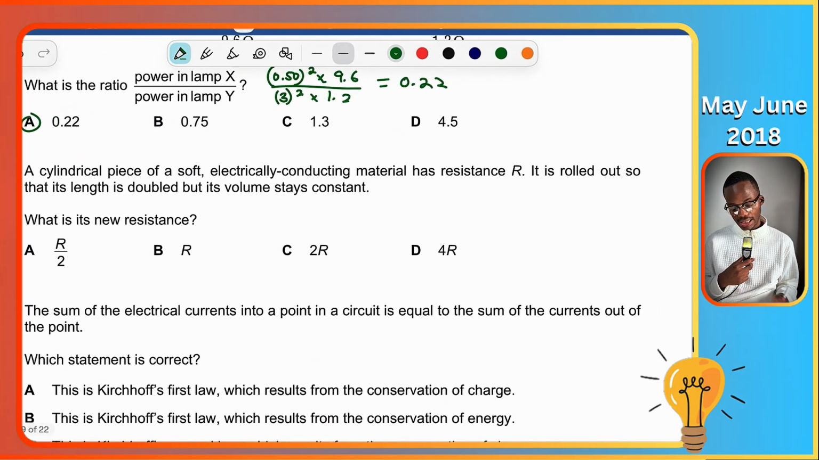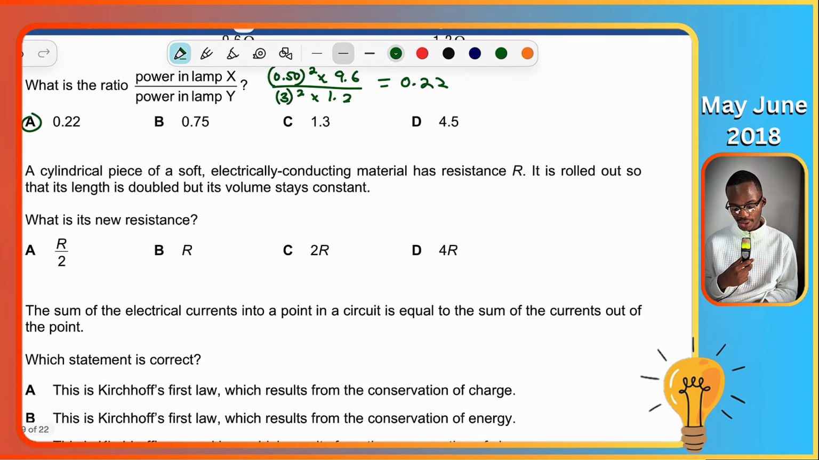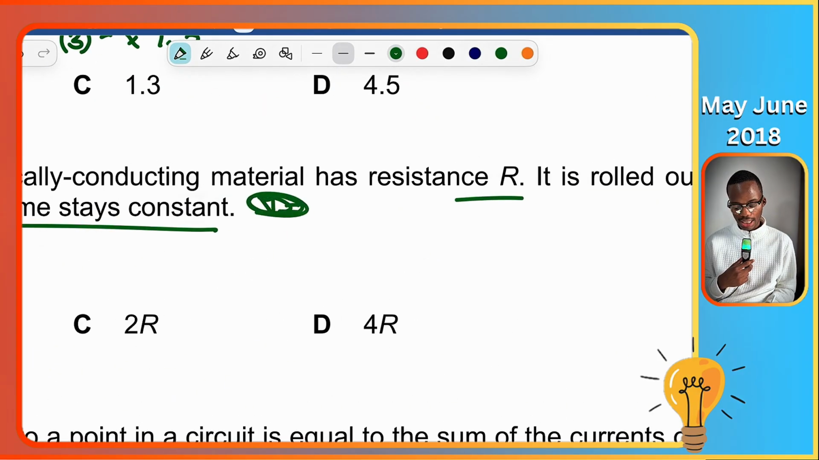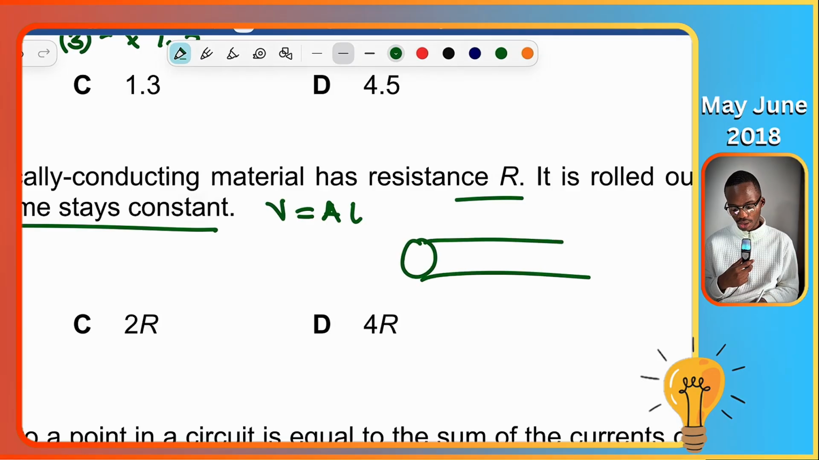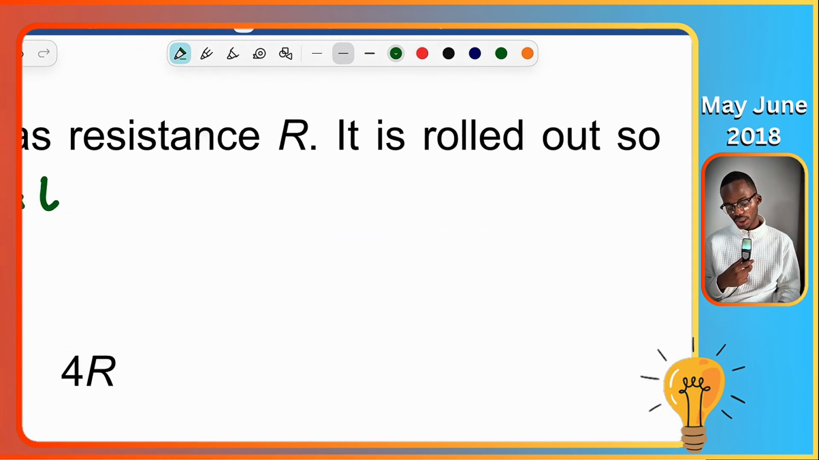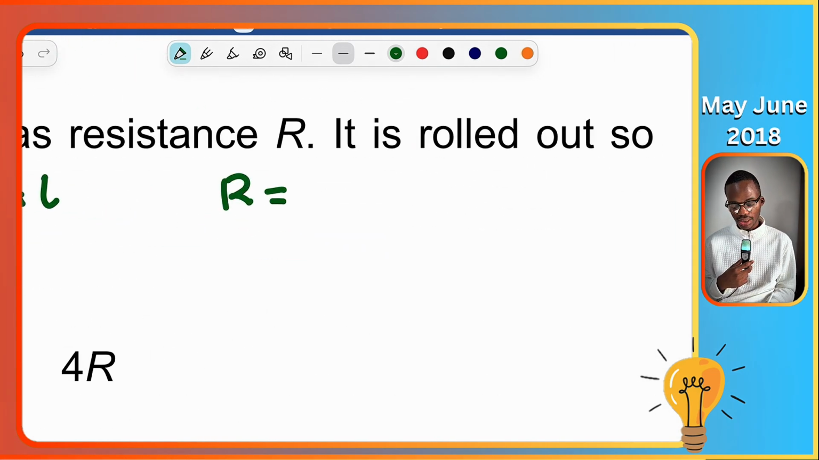32. A cylindrical piece of soft wire has a resistance R. It is rolled so that its length is doubled, but the volume stays constant. Remember, volume is area times length. So if you have this area and something this long, this area times that length is going to give you the volume. Okay, so you want to find the new resistance. Initially, resistance has this formula, resistivity times L over A.